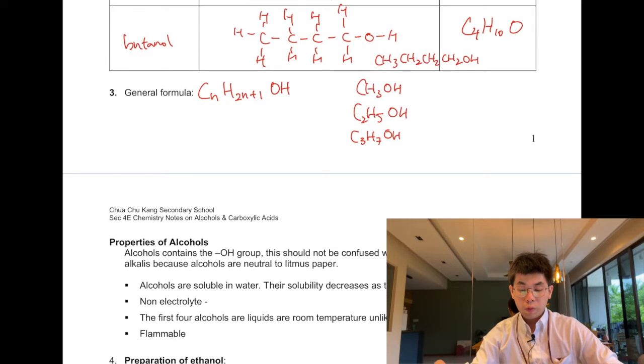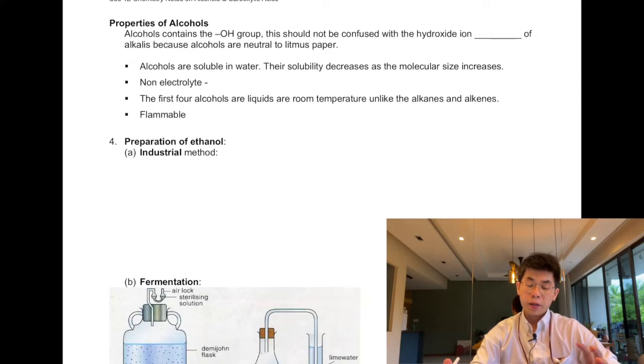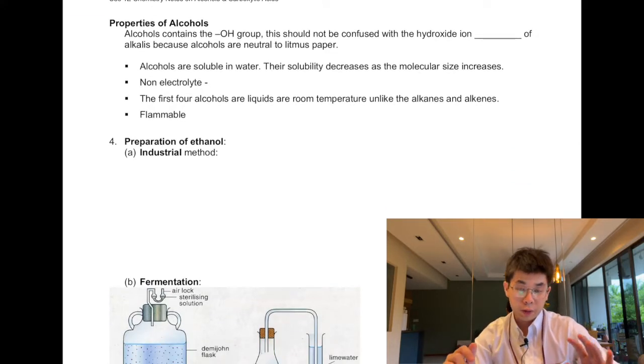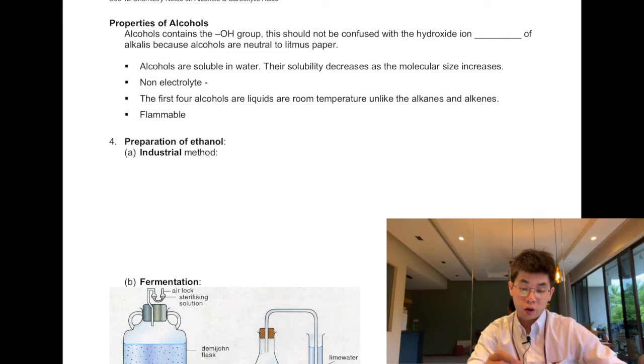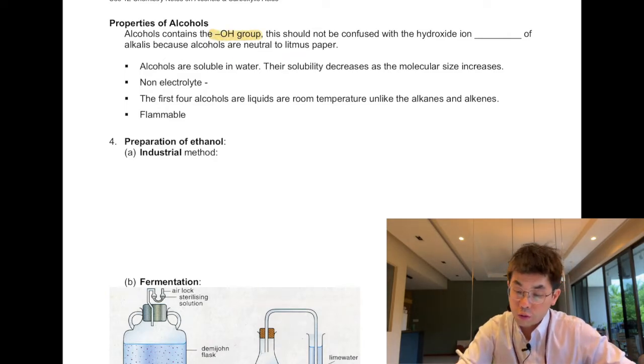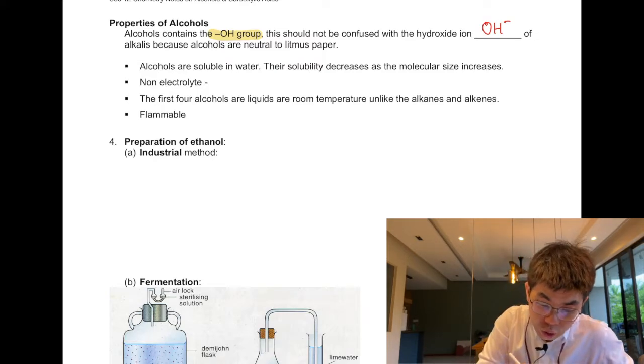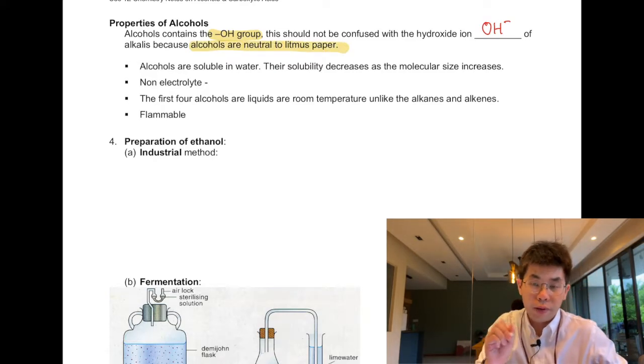So what are the properties of the alcohols? Properties of the alcohols are because they contain the hydroxy group. However, this shouldn't be confused with hydroxide. Hydroxide is an ion, hydroxy is a functional group. And alcohols are neutral and they are not basic.